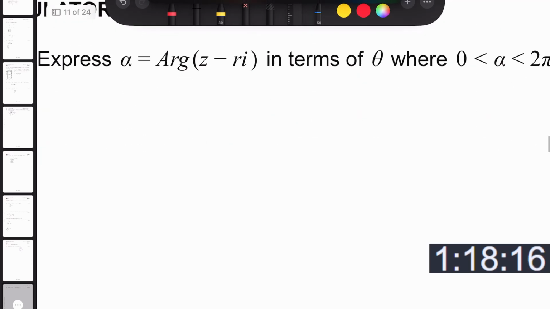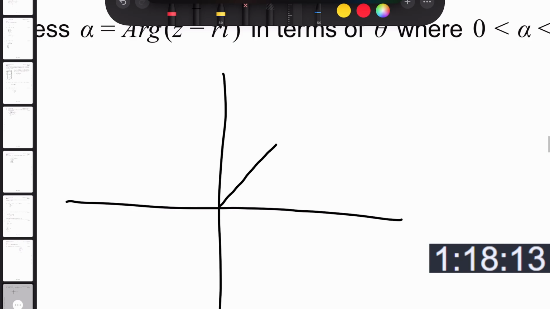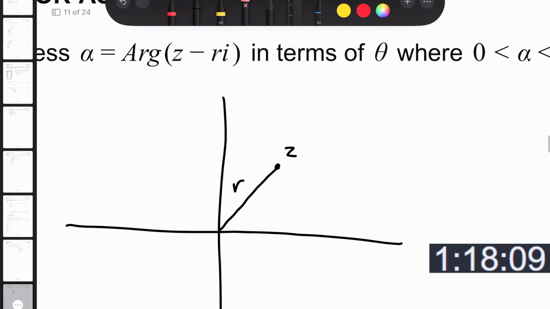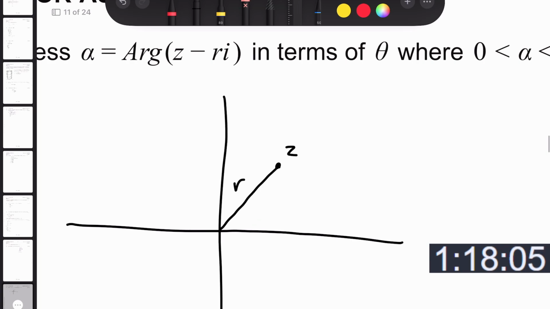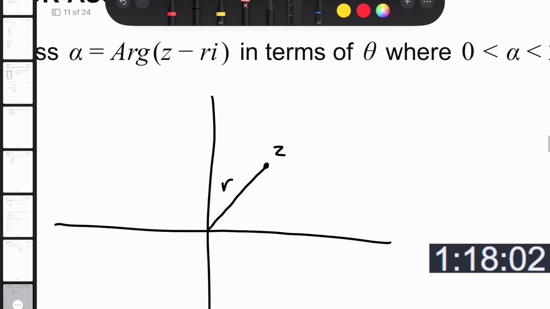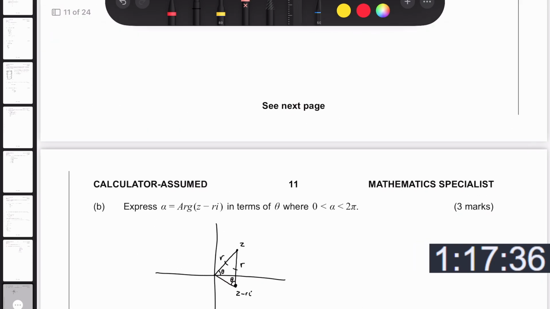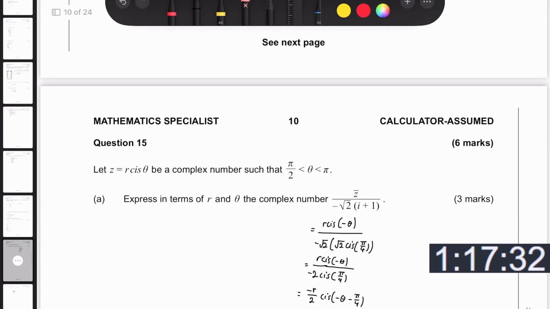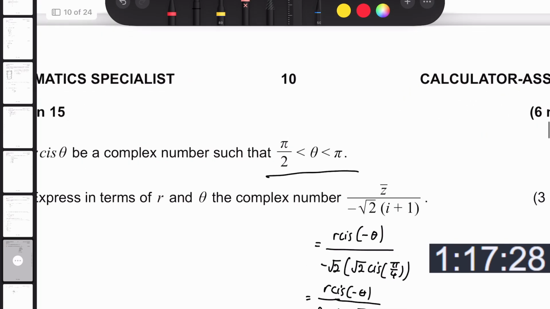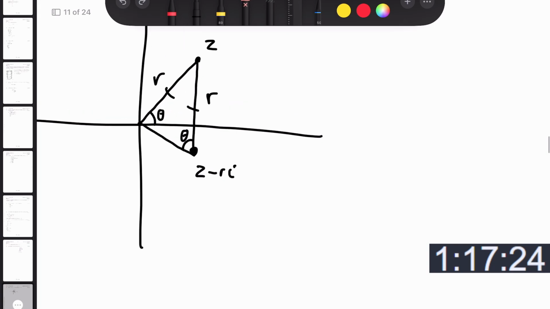So let's say we have some z, and this is a value of r. So this here is z, and this is r. Now ri is going to go straight down in the imaginary. So then here is z minus ri, and then this is r again. So this bad boy, now since I know that is theta, and this is theta, oh wait, no, it needs to be pi on 2 to pi. Okay, I'm not sure if that will change anything. Let's just redraw it though.